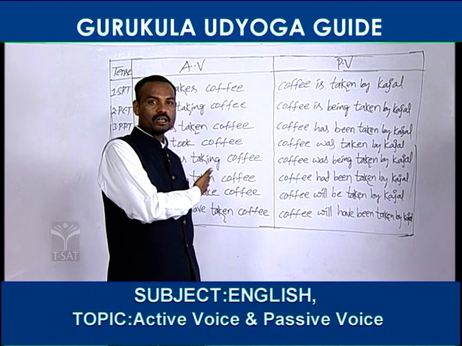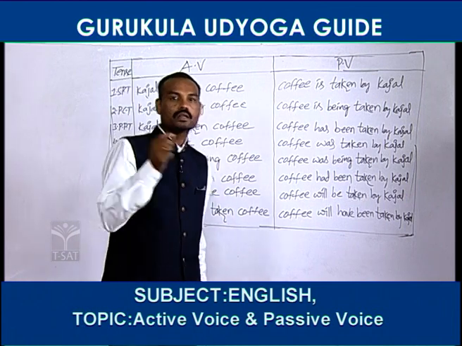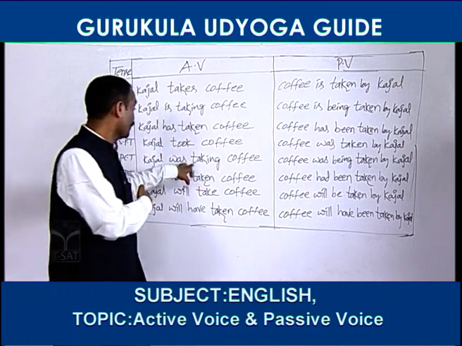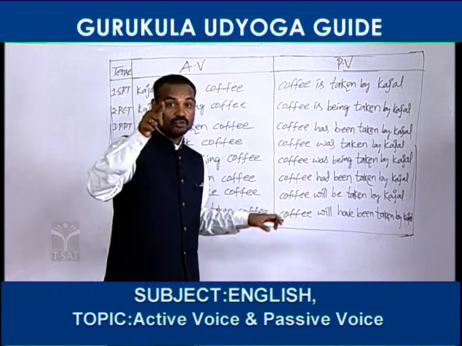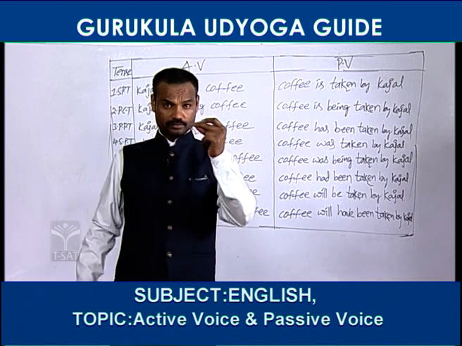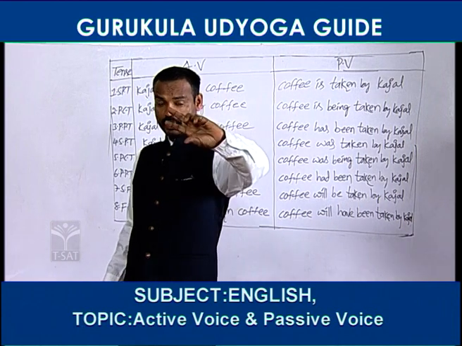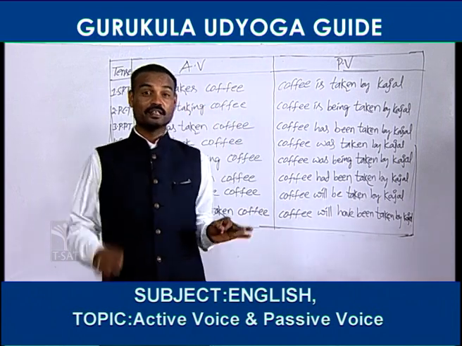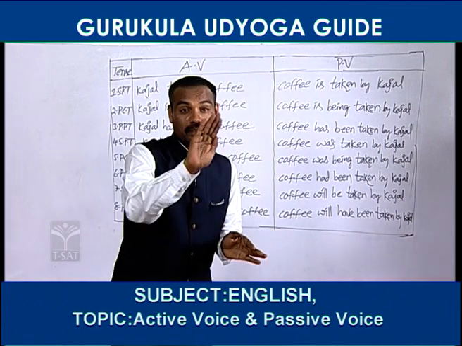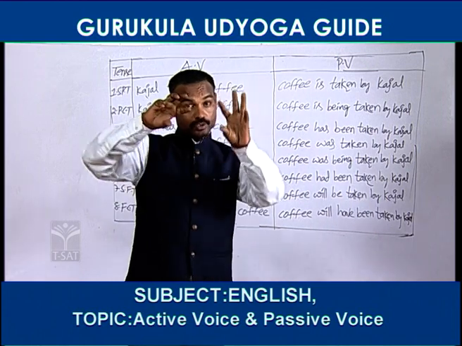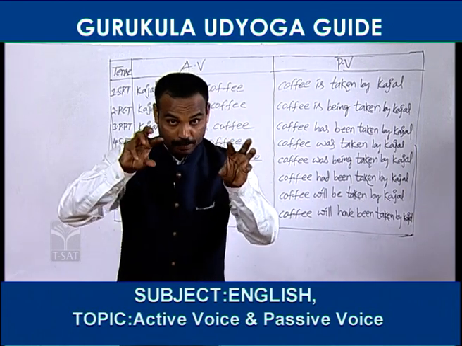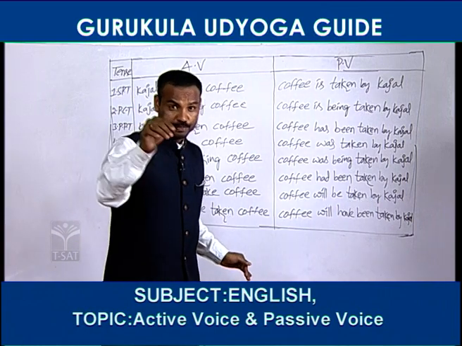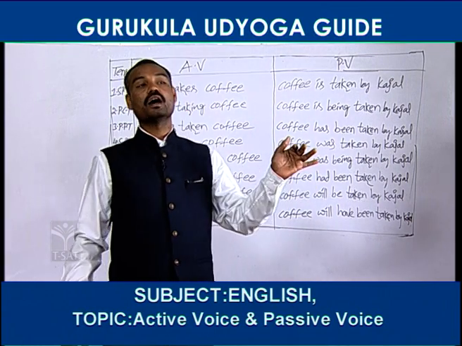Next helping verb. Which helping verb is there? Was. Coffee was. Next, ing form is there. See, ing form is there. So whenever you find ing form, what I told you, being should be taken, right? Wow, you remember still, great. And where should you write that being? That being should be written between helping verb and main verb in the passive voice. So coffee was being taken by Kajal.